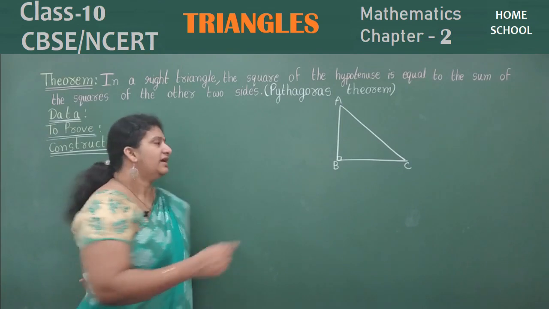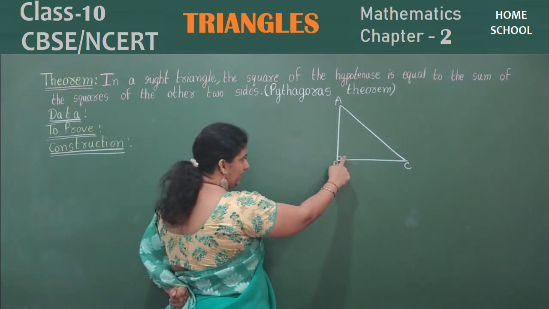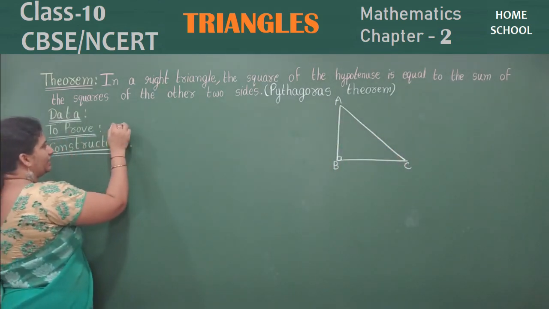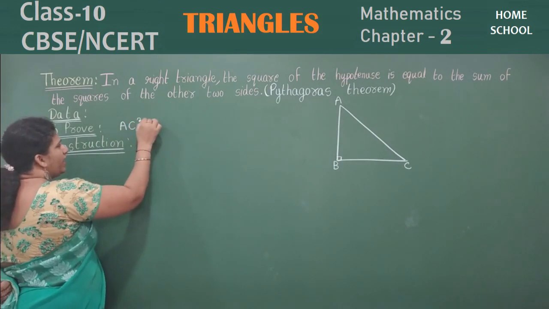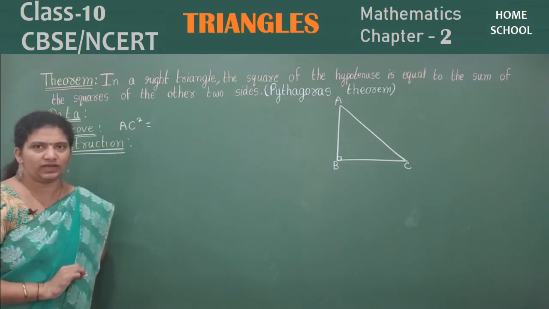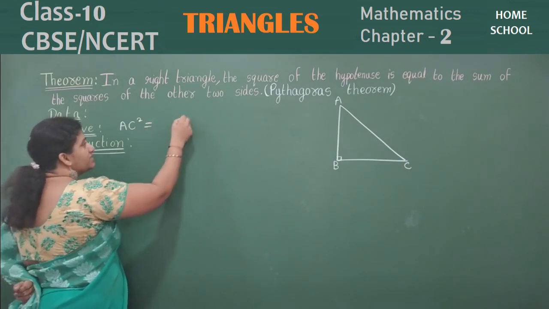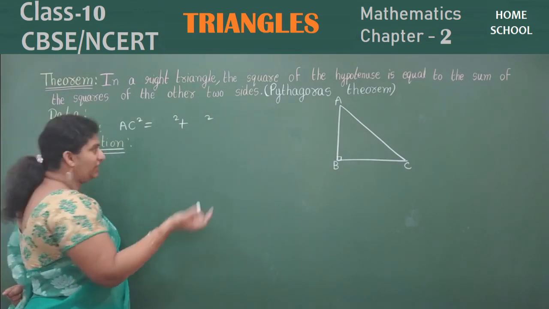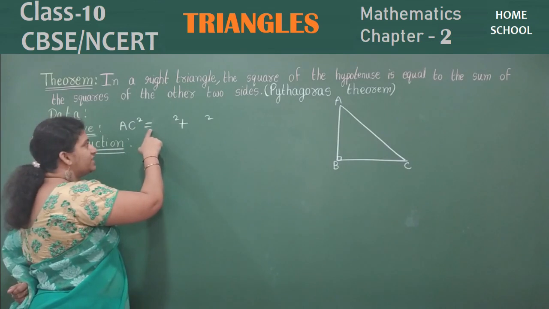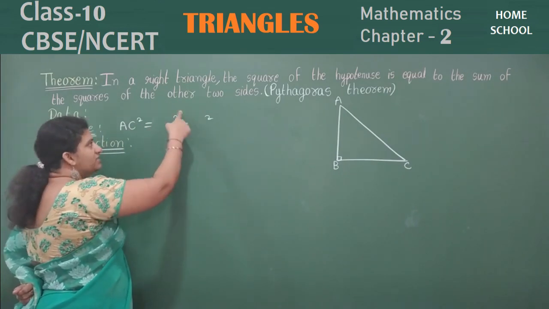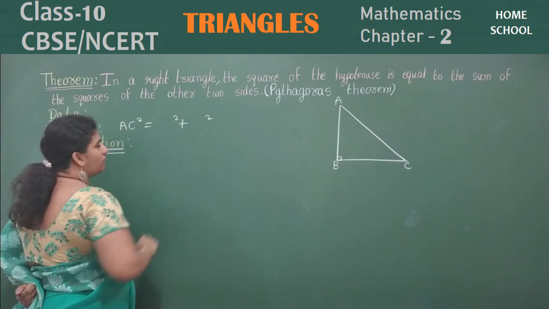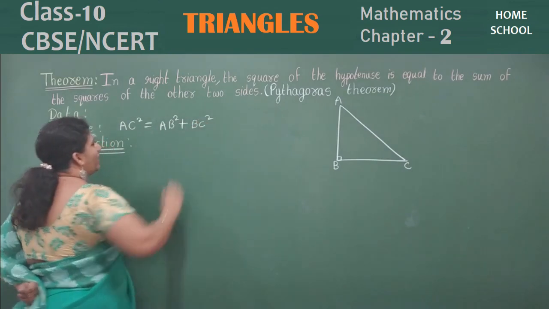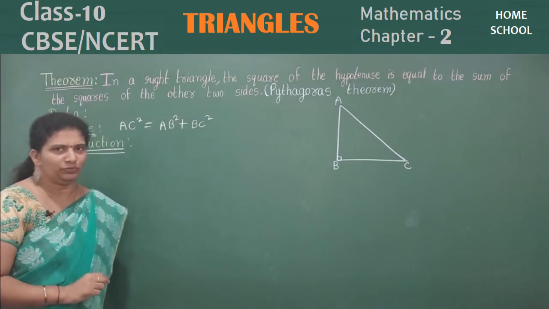What does it say? It says that in a right triangle, the square of the hypotenuse, so look here into the proof, I'll write that. Square of the hypotenuse means AC square is equal to the sum of the squares of the other two sides. Understand the statement? What are the other two sides? AB square plus BC square. This is the equation we need to prove.